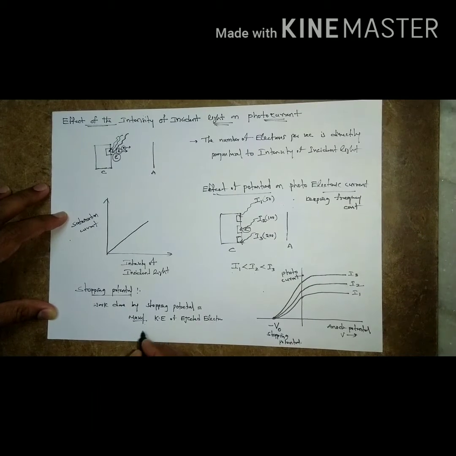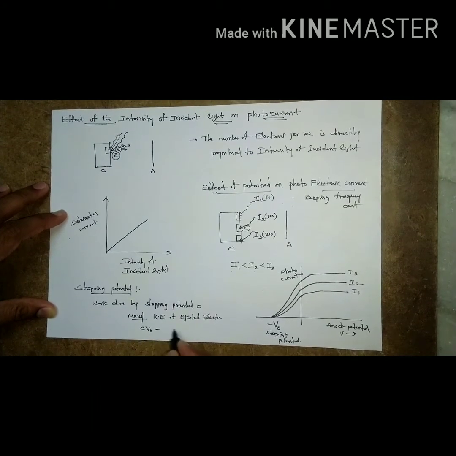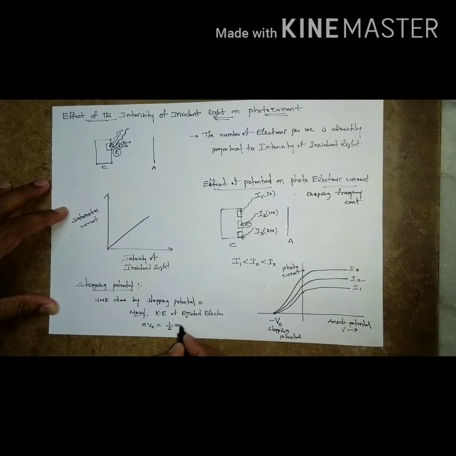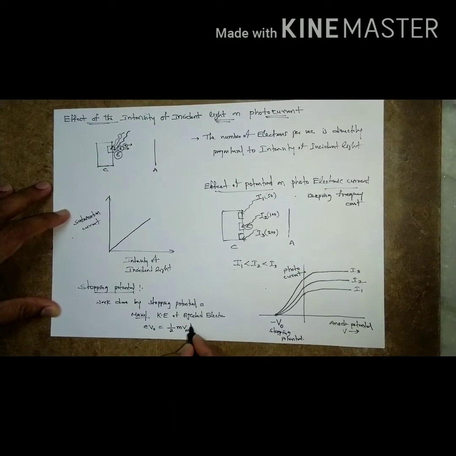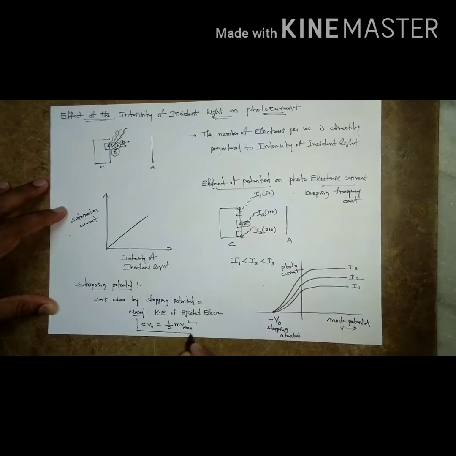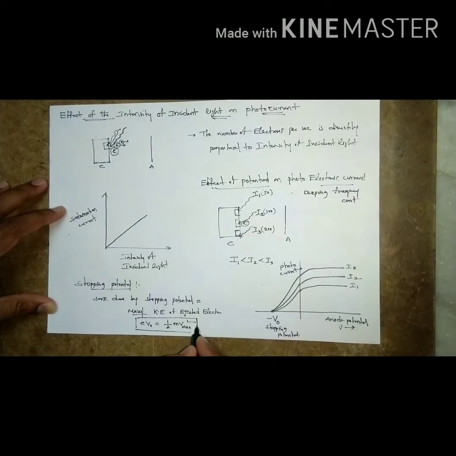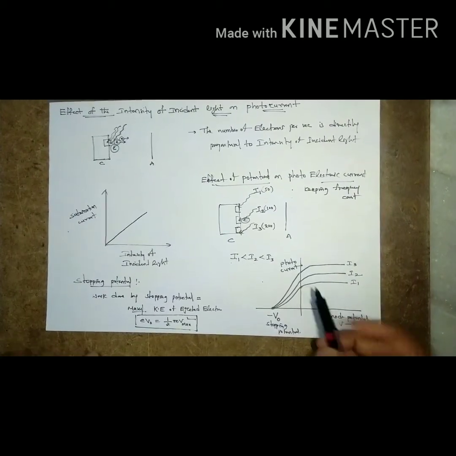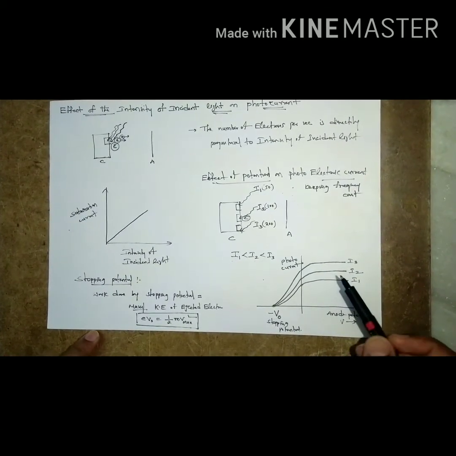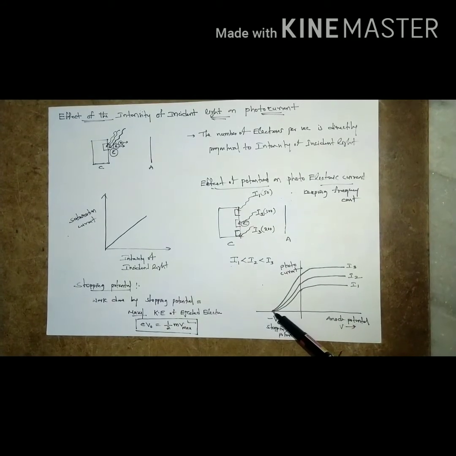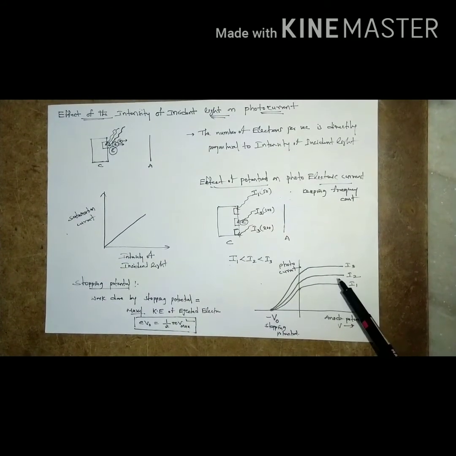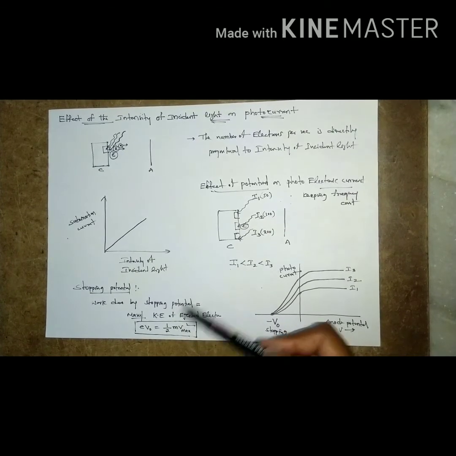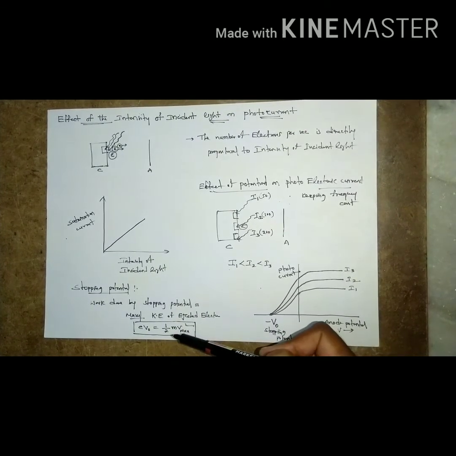So the work done by the stopping potential, eV naught, is equal to the maximum kinetic energy of the ejected electron, half m v max squared. This is one of the most important formulas. The stopping potential depends only on the frequency of incident light, only on its energy. The stopping potential is related to the maximum kinetic energy of the ejected electron.